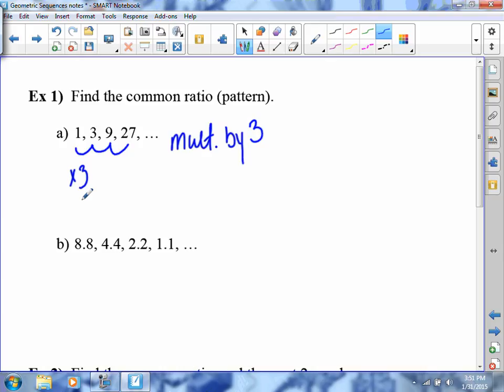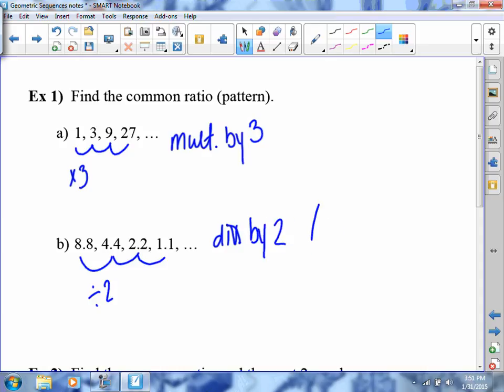For part B, we have decimals. Don't be frightened by that. 8.8 to 4.4 to 2.2 to 1.1. You should be noticing that to go from the 8s to the 4s, you have to divide by 2. Then to go from the 4s to the 2s, you divide by 2. And the 2s to the 1s, you divide by 2. So here you are definitely dividing by 2.